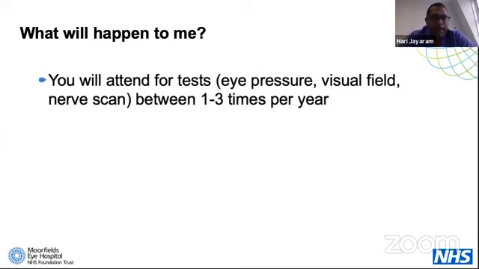Well, you would normally attend for some tests at your local clinic. And this would usually involve your eye pressure, a field of vision test, and maybe a scan of the nerve. And this can happen usually between 1 or 3 times per year. It's quite common to have more frequent visits early on when you're diagnosed, just so your doctor can make sure that the drops or laser or the treatment you're having is being effective. And once we're confident that the treatment is working well, then we don't need to see you so often. So you may be seen 1 or 2 times per year after that.